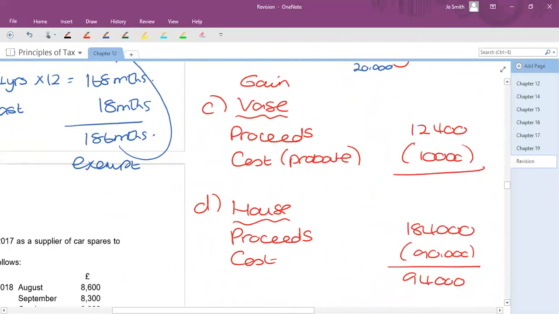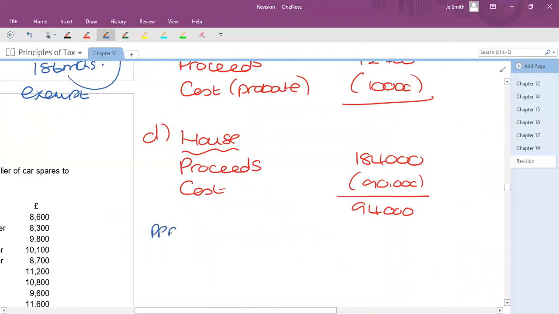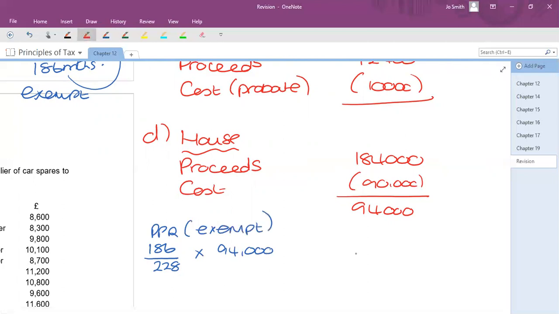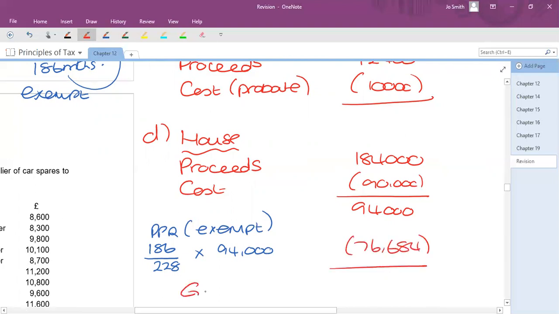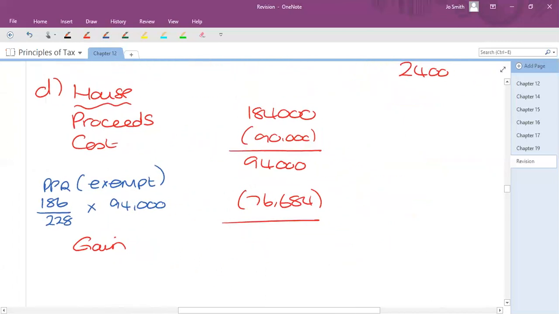So let's calculate that then. The PPR will be the gain of 94,000. We're going to have 186 months out of 228 months of the gain. Remember, that's what is exempt. That's the exempt proportion. So we're going to say 76,684 of that is exempt, and the balance of that gain will be chargeable for the period when it was sitting empty.